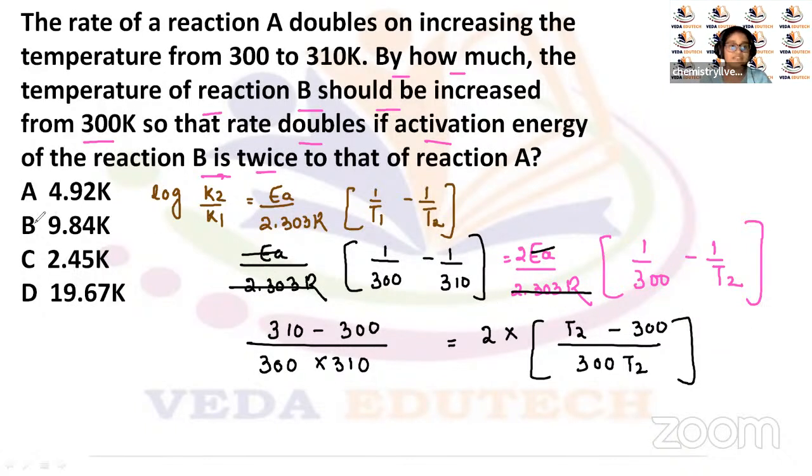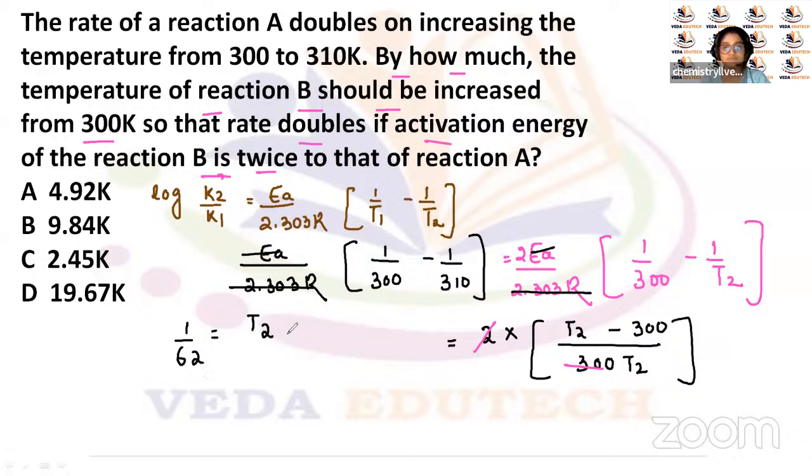So obviously we can see from here, this 300 and this 300 will get cancelled. Here you are going to get 10 and this is, so this is going to be 5. This is going to be 5 and this is going to be 5, 6 at 30 and this is 62. Yes, so all in all we got this side as 1 by 62 equals T2 minus 300 by T2. Yes, this is what we got here.